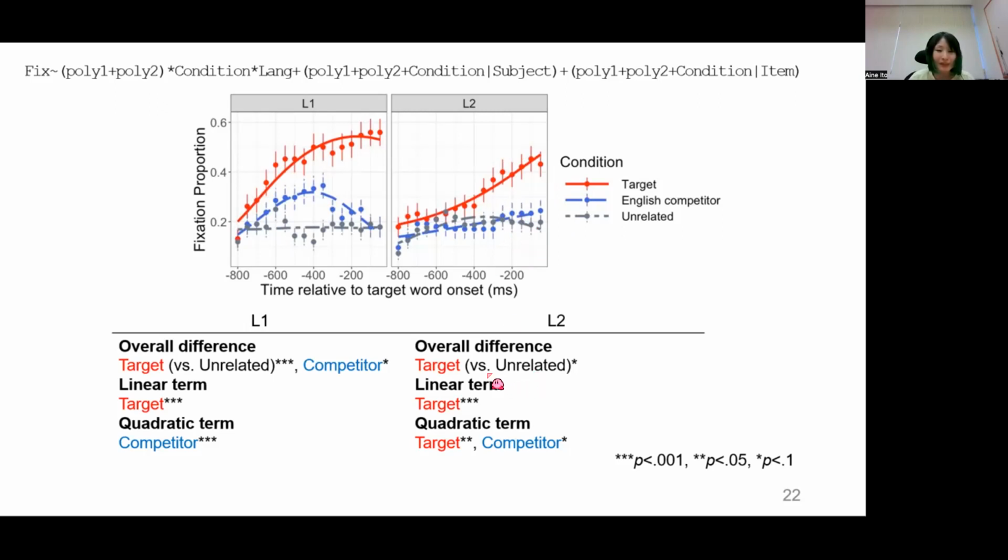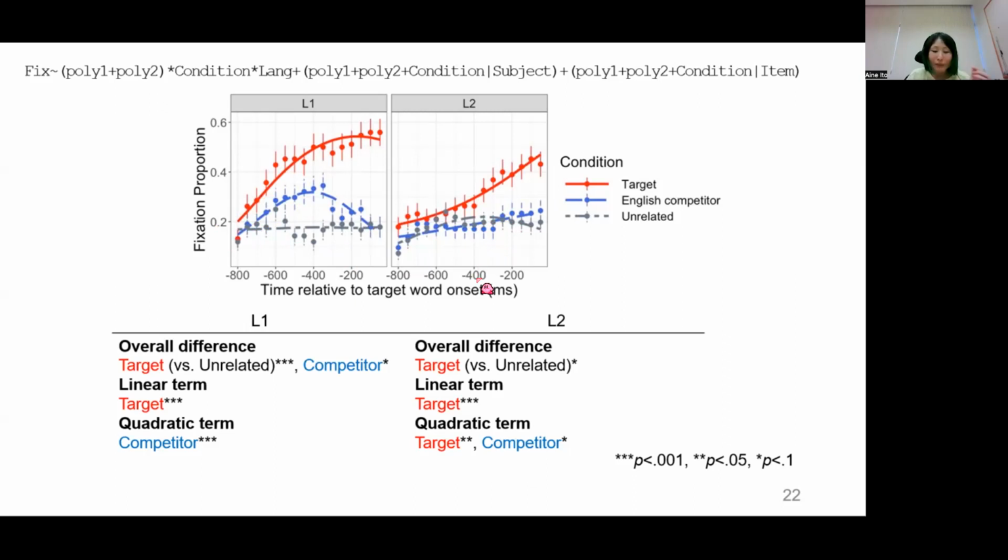But there's a significant interaction with the linear term and the target condition, because we can still see the clear pattern where the proportion increased for the target and stayed relatively flat for the unrelated condition, right? For the quadratic term, this might be a bit puzzling if you compare these effects with this graph. Because for the L1 English speakers data, it's clear, for the English competitor, the fixation proportion increased and decreased. And we don't really see such a pattern for the target or English competitor condition here, right?